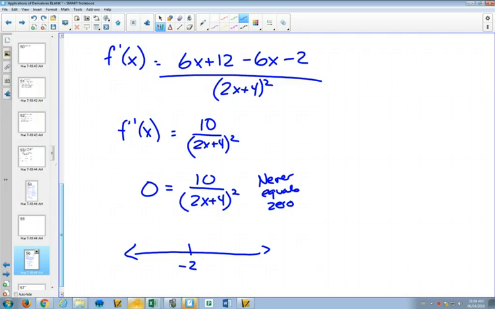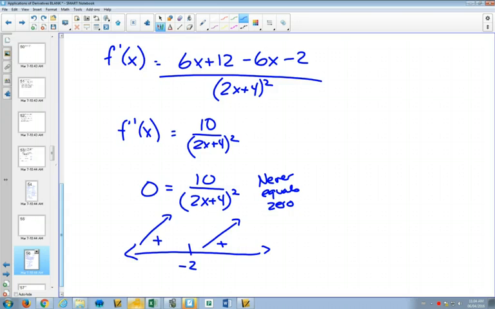And checking your value before -2 and after -2, plugging that into your derivative, can you see in your derivative, once you've simplified it to 10 over 2x plus 4 squared, that 10 is always positive, and 2x plus 4, when it gets squared, is always going to be positive. So no matter what number you plug in here, this function is always going to be increasing. Yes?